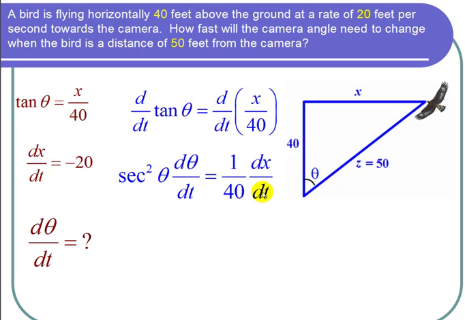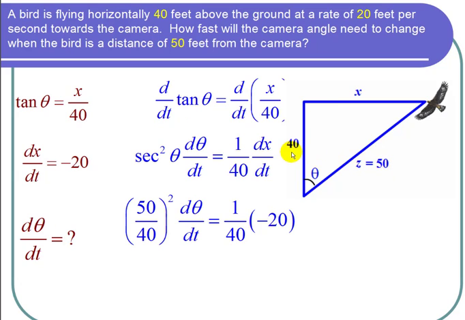Now that I've taken the derivative, I can plug in my numbers. I know that the secant is equal to the hypotenuse, which is 50, divided by the adjacent, which is 40. We also know that dx dt is negative 20, so I get (50 over 40) squared times d theta dt equals 1 over 40 times negative 20.